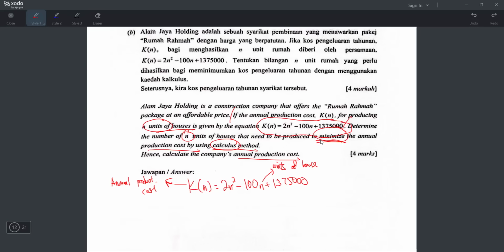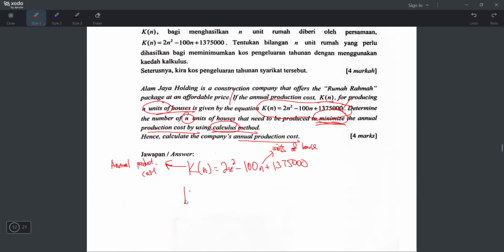That's what we learned in differentiation, right? So when you do minimum, maximum, turning point, you are finding the minimum point or maximum value. You will always do dy/dx equals 0. So what you have to do now is differentiate this and then take the whole thing equals 0. They want to minimize the annual production cost, and they say using calculus method. So you do K prime n. The prime here means differentiate. So you differentiate this, and after you differentiate, set it equals 0. After that, you find n, and that will be the n answer. But then they say find the K also, right?